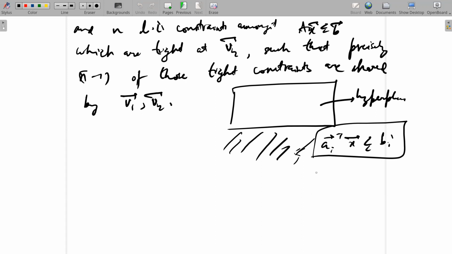So if we want a zero dimensional set, if we intersect n linearly independent things, then what you'll end up with is something which is zero dimensional. That will in fact turn out to be the vertex. All right. So this is what I will call the geometric picture.